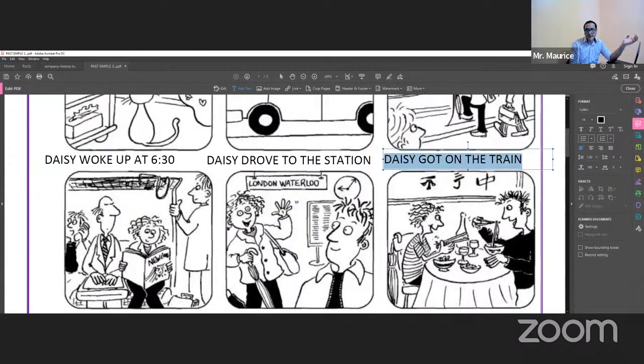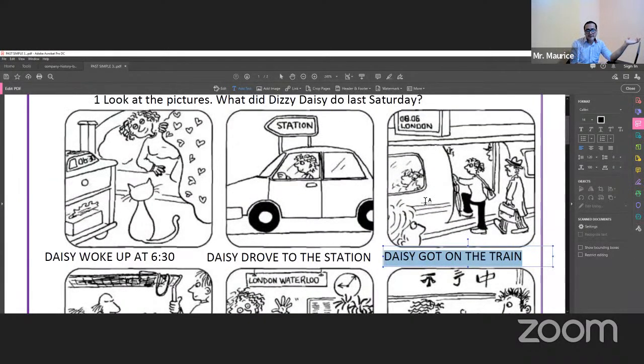Las tres primeras, pues, ya están hechas. Daisy woke up 6:30, Daisy drove to the station, and Daisy got on the train.